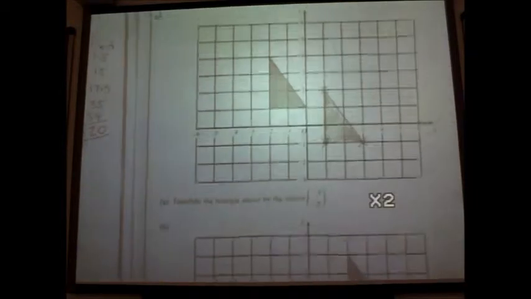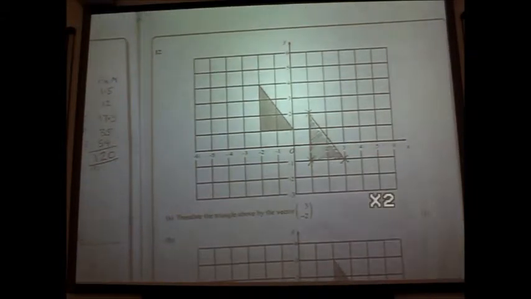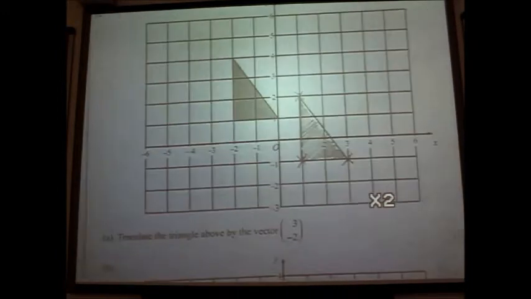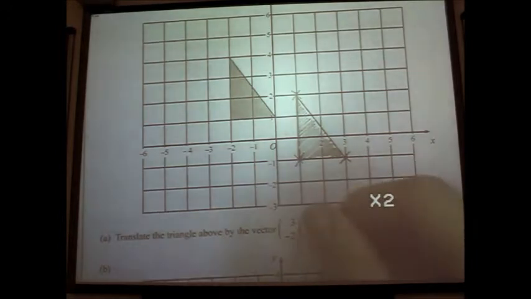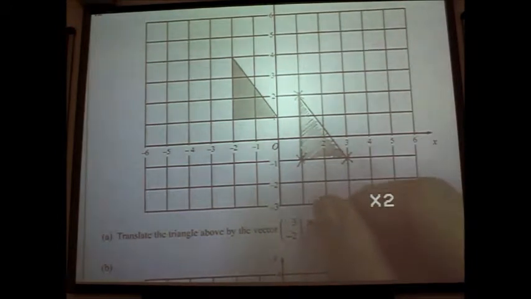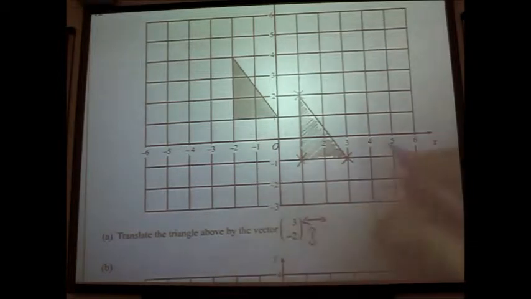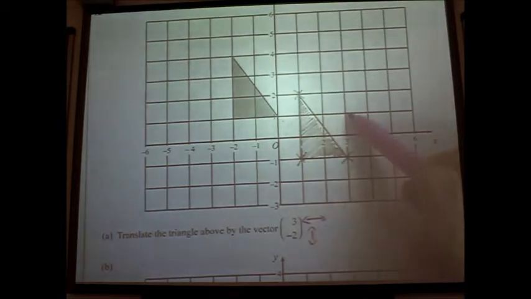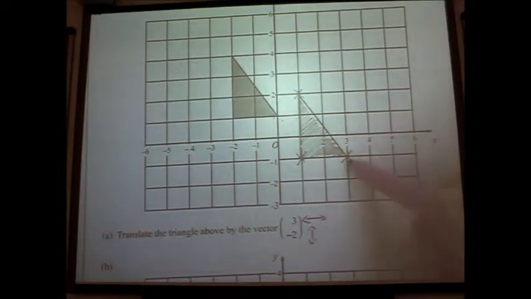Next one, question 12, transformations. Translate the triangle above by 3, minus 2. No excuse to get this wrong. Translation is when you move it. So the top one goes across, either way. The bottom one goes up or down. So this one, 3 goes this way. So do each point. 1, 2, 3, and minus 2 means 2 down. So it goes to there.